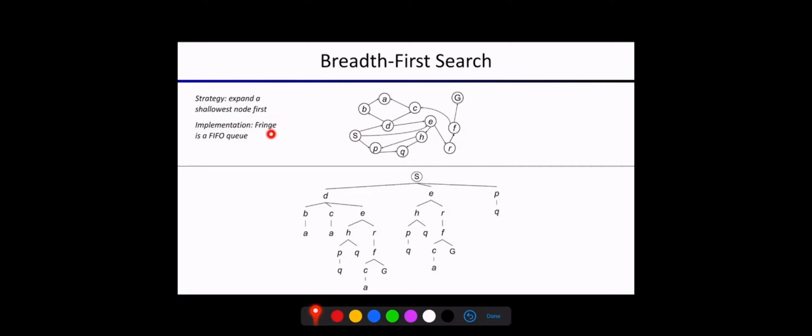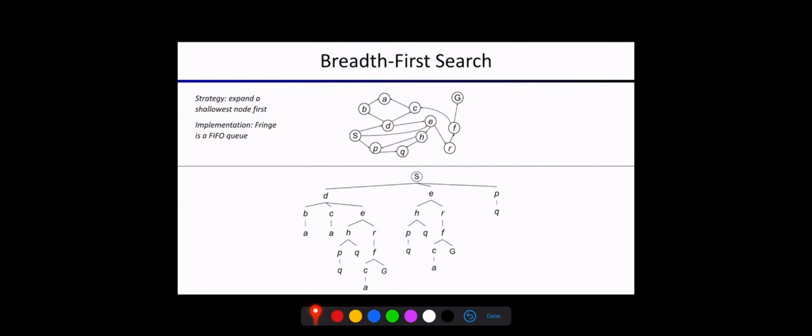And this time, the whole procedure stays the same, except that we change the structure. The data structure in which we keep the fringe is now going to be a FIFO queue, a first in first out queue, an ordinary queue, not a LIFO stack, but a FIFO queue. Okay, what are the consequences of that?